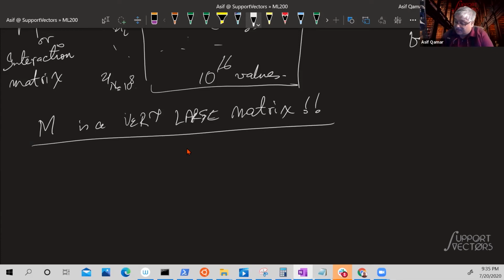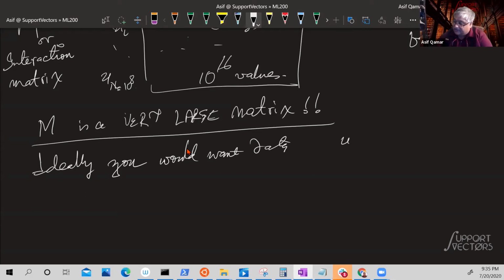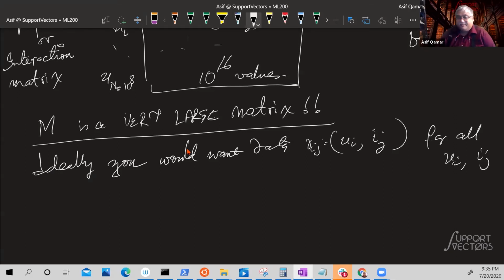Ideally, you would want to know the value, the data for user I and item J, the rating IJ, right? You would want to know the rating at the intersection of a user I and the item J, for all users and all items. That means the matrix has no blanks, and every user has bought every item, isn't it? Which is not likely to be true.